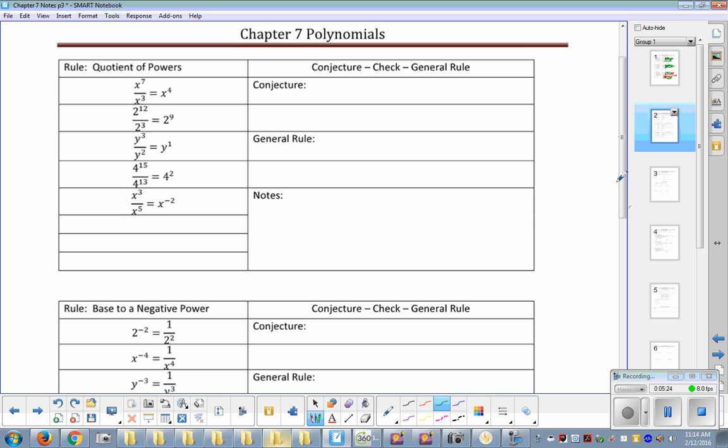Rule: quotient of powers. Subtract exponents. So when we are dividing, we are subtracting exponents. In general, if I have, let's say, a raised to n divided by a raised to m, it should be the same base, same base only. Then you can just subtract n minus m. So that will be our general rule. Note, it should be the same base.